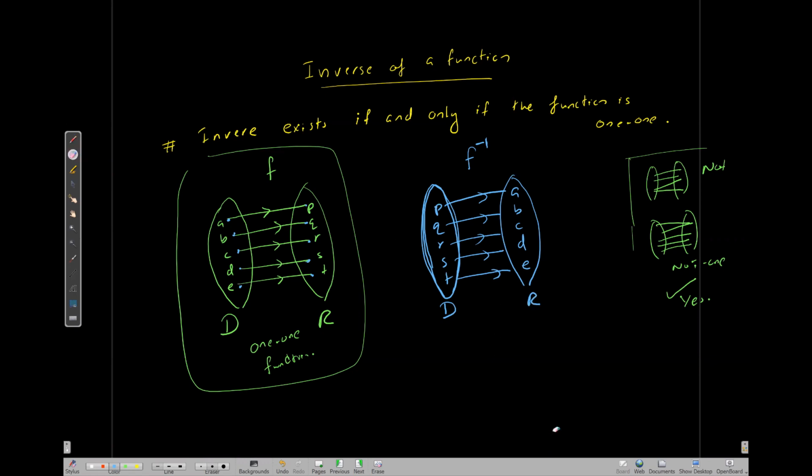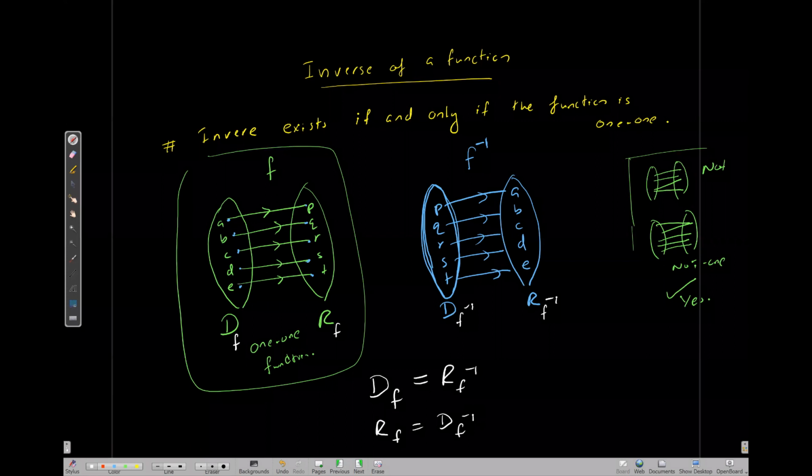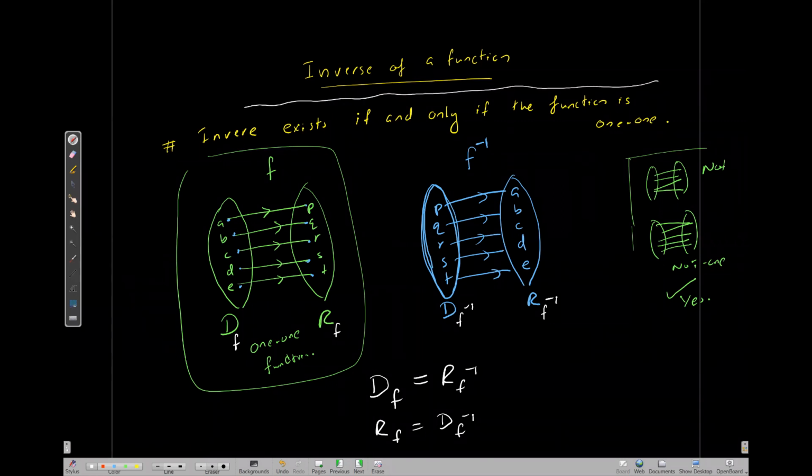So if you observe carefully, let me use another color. It's better to write domain of f, range of f. Here domain of f inverse, range of f inverse. So domain of f is the same as range of f inverse, and range of f is the same as domain of f inverse. So vice versa. Now let's see this statement right here.